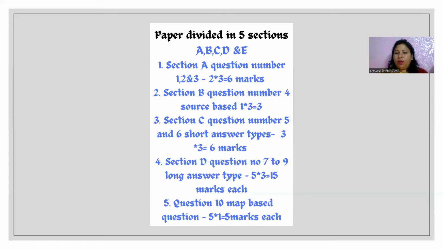Section D is the long answer type questions, 7, 8, and 9, and each question carries 5 marks. So it comes to 15. Now Section E is question number 10, which is of 5 marks. That is a map-based question, so each location has to be done. Each carries 1 mark.